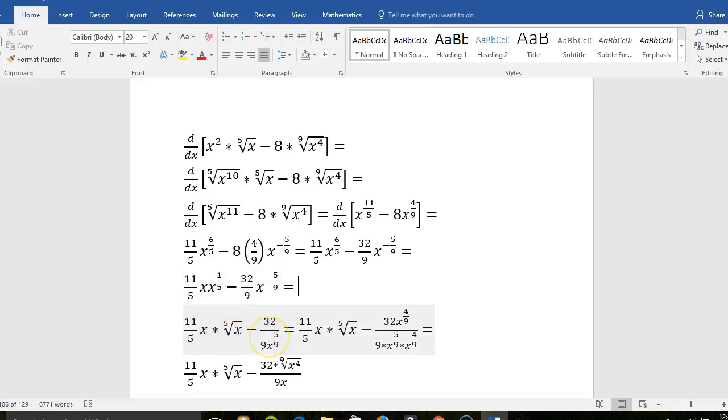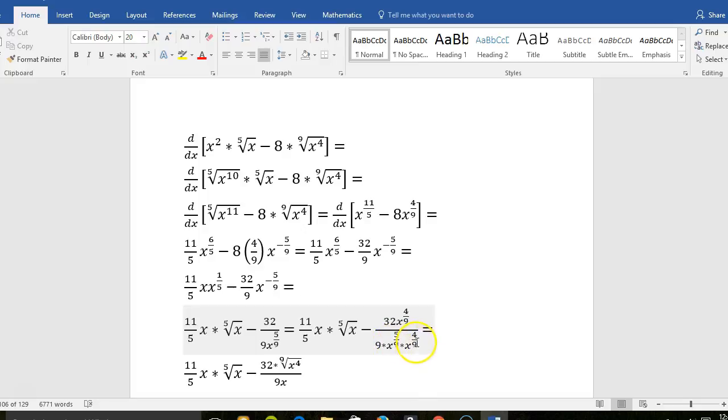Now, here's the trick. We're happy with this guy, so we have 11/5 x times the fifth root of x as before. But then minus, we don't like a fractional power on the bottom. That's indicative that we have a radical on the bottom, which we don't particularly like. So the question to ask yourself is, 5/9 plus what power is 1? 5/9 plus what is 9/9? 5 plus what is 9? Namely 4. So 5/9 plus 4/9 is 9/9, and 9 over 9 is 1.